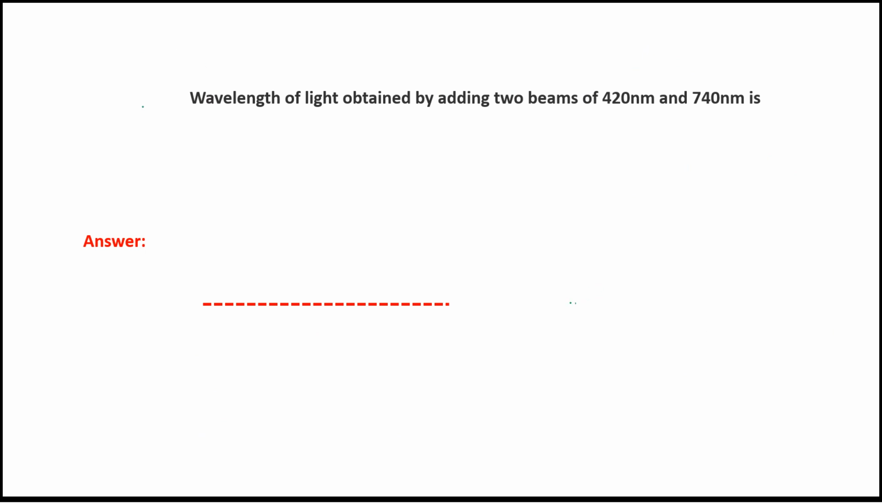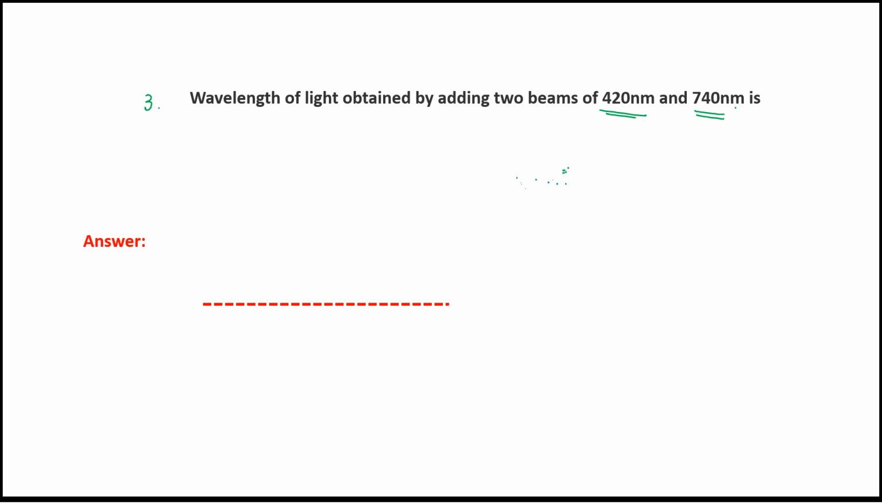The question number 3 says the wavelength of light that is obtained by adding the two beams of frequency 420 and 740 nanometer is. Okay. So first of all, see, in order to add these, we need to convert the two into some value of energy, because energy can be added or frequency, but you cannot find out the wavelength by adding up these two wavelengths. So first we'll convert the wavelength to energy.